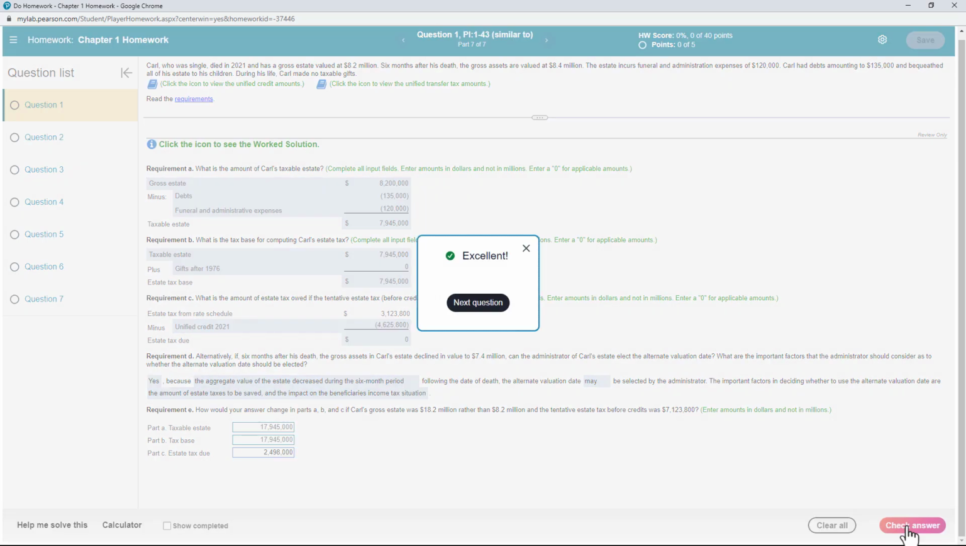So the trick is basically what we're trying to work out here is, in the first example, the credit is more than the tax that's due, so it's 0. In the second one, the credit isn't bigger than the tax due, so we have to do the math and figure out what it is.